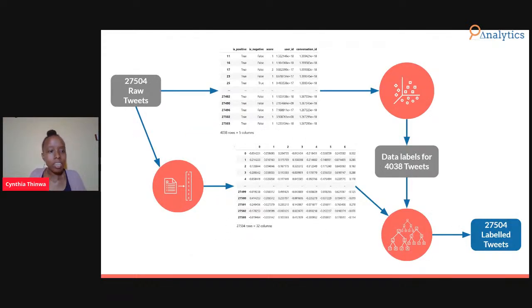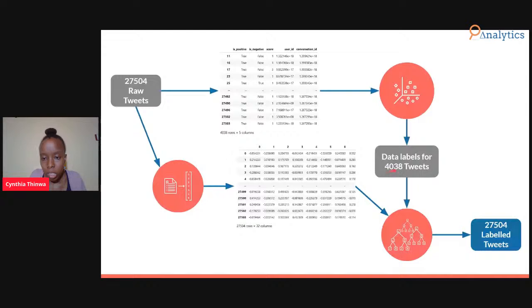We get this. So I take my raw tweets here, I look for data that has sentiment based on the features that I one-hot encoded here. And then this is what I will feed into the K-means algorithm for clustering. And then I will get data labels for these 4,038 tweets.